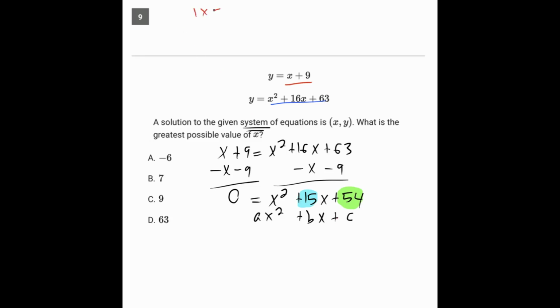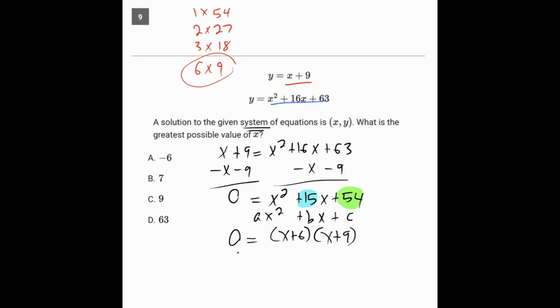So 54 divided by 1 gives you that. 54 divided by 2 gives you that. And 54 divided by 3 gives you that. Now with some negative signs, we could get 3 and 18 to give us 15, but we don't have negative signs. So the next number that divides 54 is 6. We can say 54 is 6 times 9. And so now we found two numbers that add to 15 and multiply to 54. So we can factor. This factors to x plus 6, x plus 9.